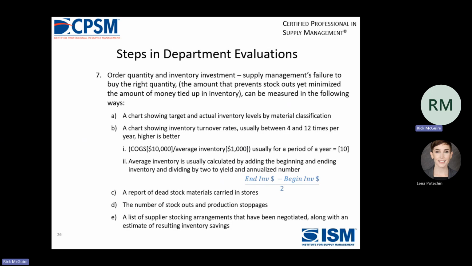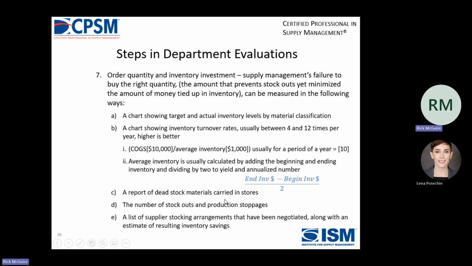So average inventory is usually calculated by adding the beginning and ending inventory and dividing by 2 to yield the annual number. So basically, if it's a public company, you'd go look at the financials, and from the income statement, you'd get the cost of goods sold, and then you would divide that by taking the balance sheet and getting the beginning inventory at the beginning of the year and the ending inventory at the end of the year, divided by 2.